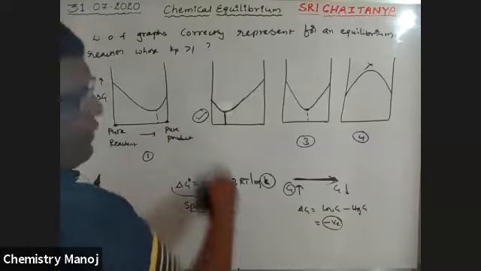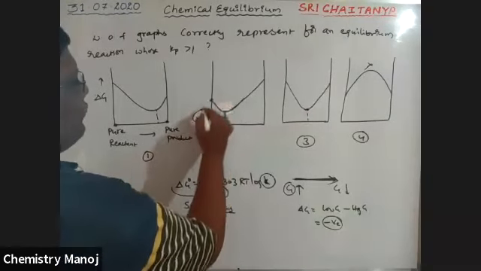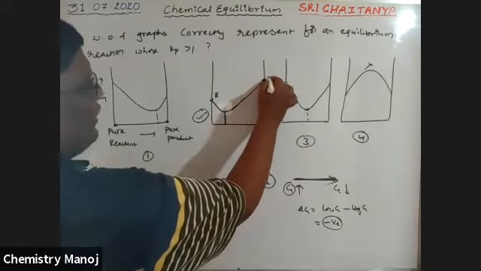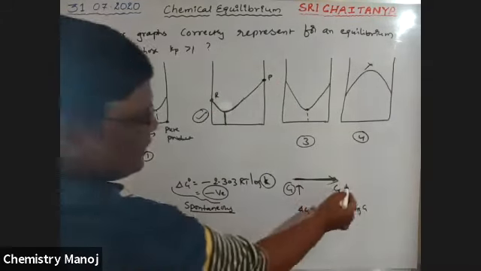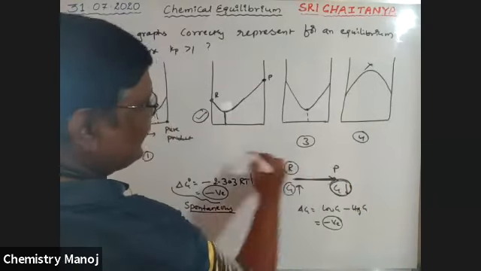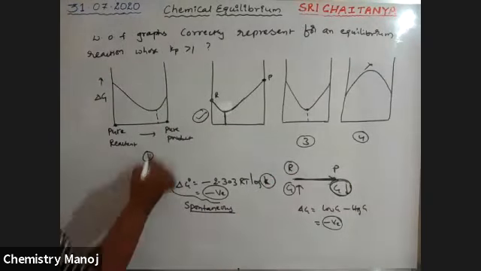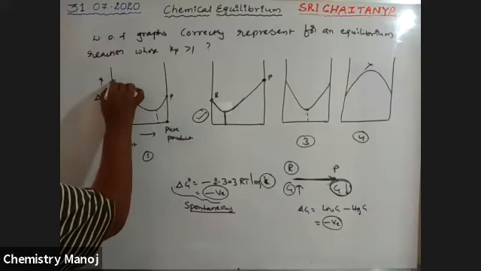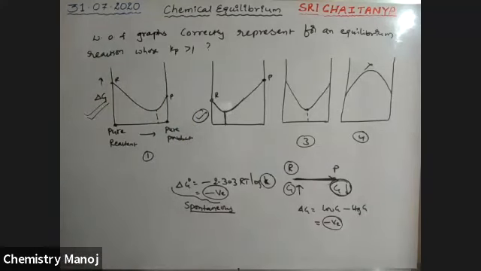Here, this G value. So the G value of reactants is greater than the G value of products. But here the G value of products is less than that of the G value of reactants. So this is the G value of products, and this is the G value of reactants. Option 1 is correct.